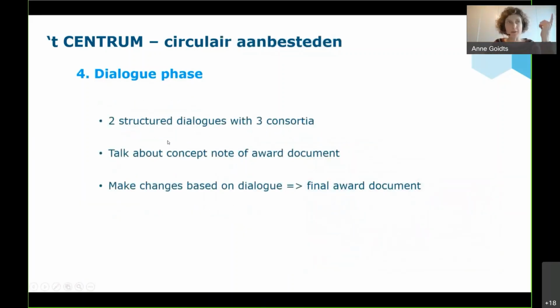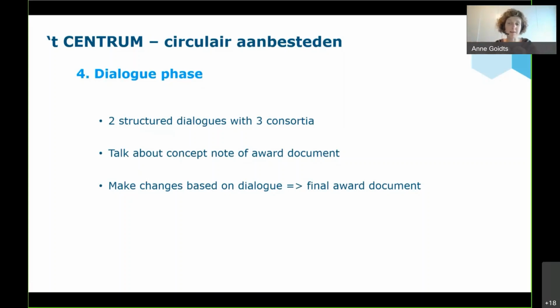So we had 2 structured dialogue rounds with 3 consortia. So that means that they have a moment, I think it was 2 hours. They can come, they can ask questions, they can show things, they can do a workshop. We had a legal advisor with us, because it was very important that we didn't evaluate at that moment or show what we thought was better or less, but it was really about the content, about what we asked for.